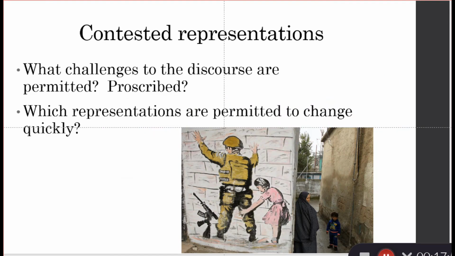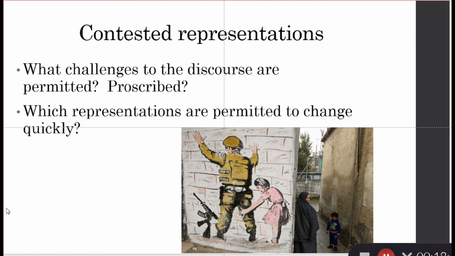In terms of contested representations, or ways of depicting terrorism that people don't agree on, what challenges to the discourse are permitted or prescribed? Prescribed means banned. What representations are permitted to change quickly? Here I chose Banksy's mural in Palestine, or it might be Israel, I'm not sure. But in any case, the little girl searching the soldier. Graffiti would be an example of a challenge to the discourse that's not necessarily permitted, especially if, we know it gets covered up the next day, etc.